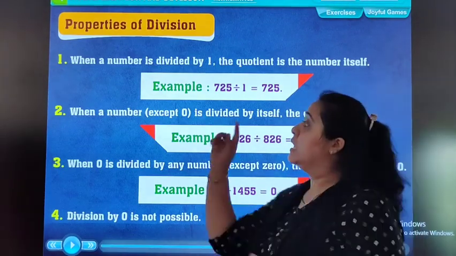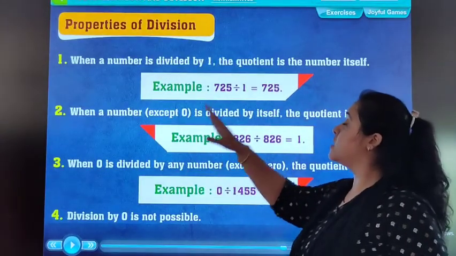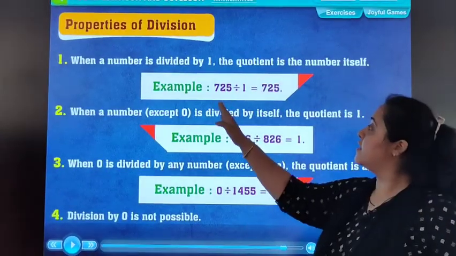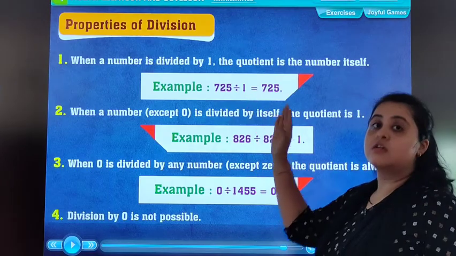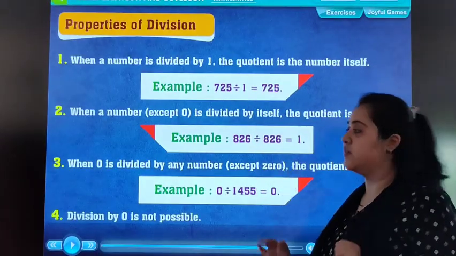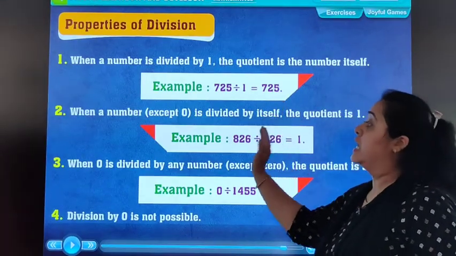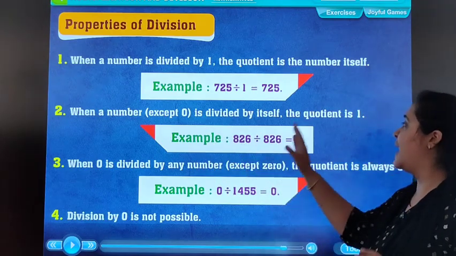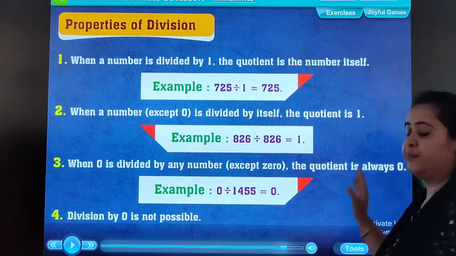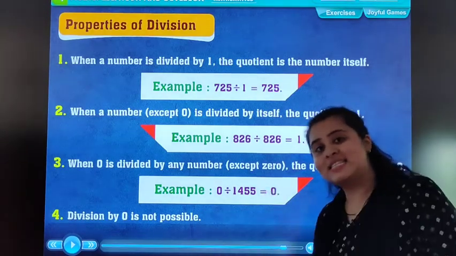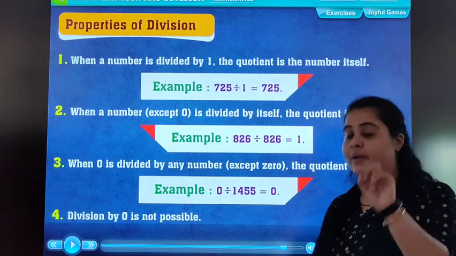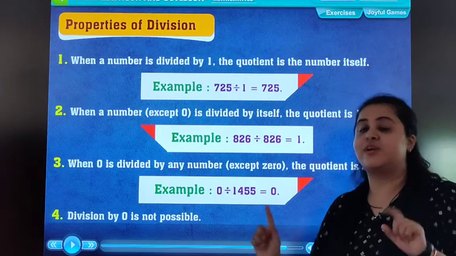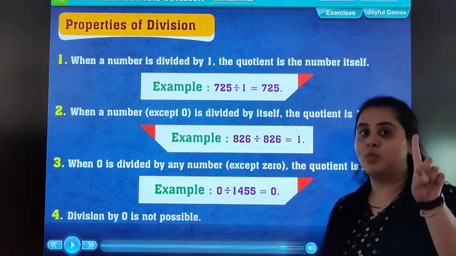Okay, let's start. The first property was, when a number is divided by 1, the quotient is the number itself. For example, 725 is divided by 1. So the answer kya hoga? The number itself, that is 725. The second property was, when a number except 0 is divided by itself, the quotient is 1. If a number is divided by itself, so our quotient kya hoga? 1. Here is one example.